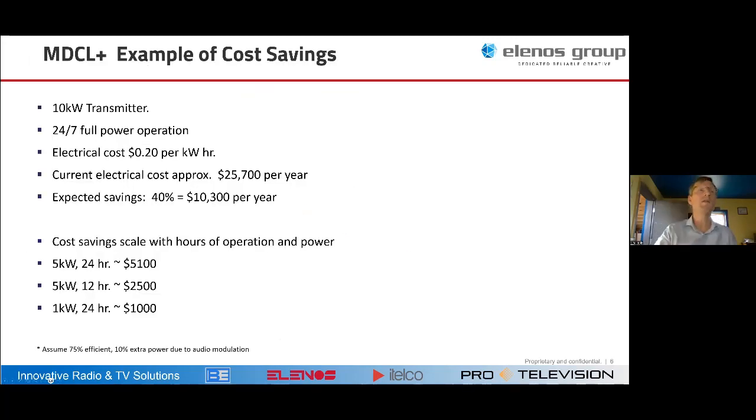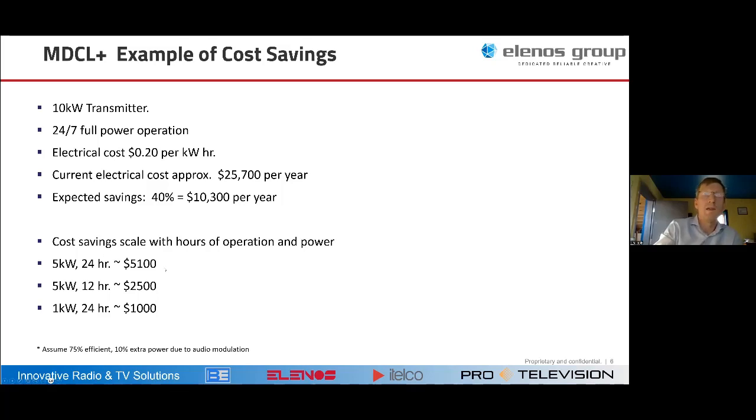Examples of cost savings: you can fairly easily calculate the electrical costs of a transmitter if you know your electrical rates and the efficiency of the transmitter. These numbers are based on a transmitter which is 75% efficient. If you had, for example, a 10 kilowatt transmitter running 24 hours, 7 days a week, with a 20-cent electrical cost, it should cost you around $25,000 a year for electricity. If we put you in the middle of that range of 30 to 50% cost savings, you would save $10,000 a year.